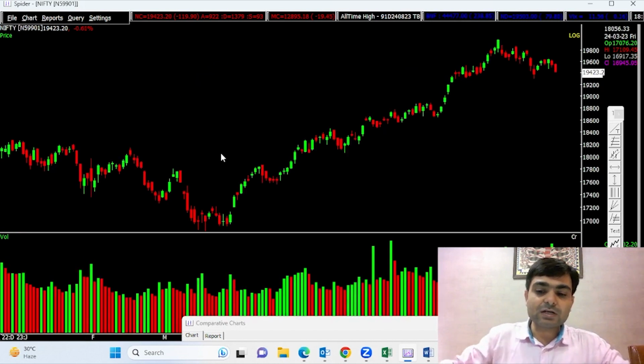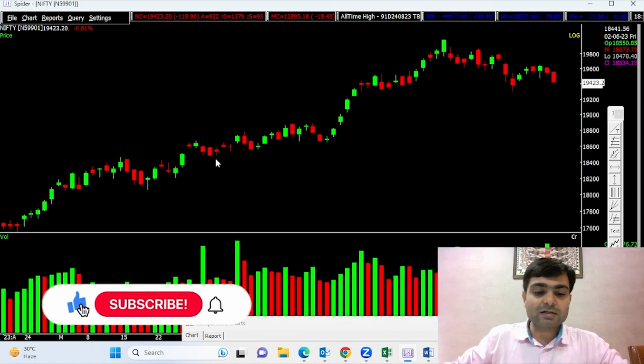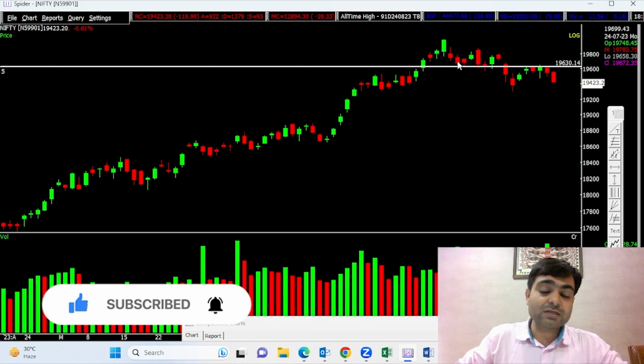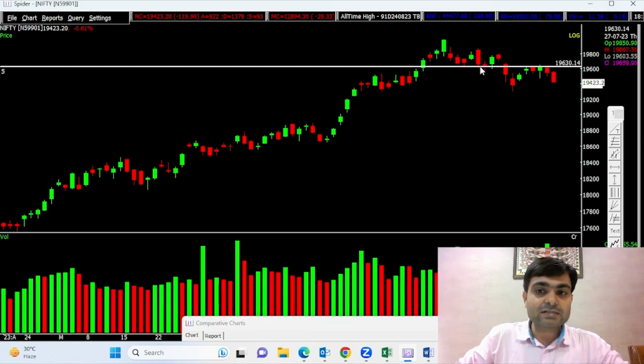Now coming to the daily chart, here we are seeing that in this particular week the market has continuously kept on facing resistance at the 19,650 level, which is nothing but a role reversal level, because some weeks back this level was acting as a support level, but once this level broke, it started to act as a resistance level.